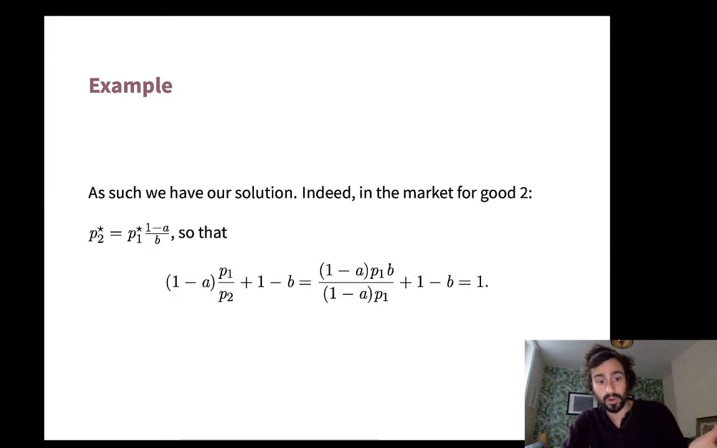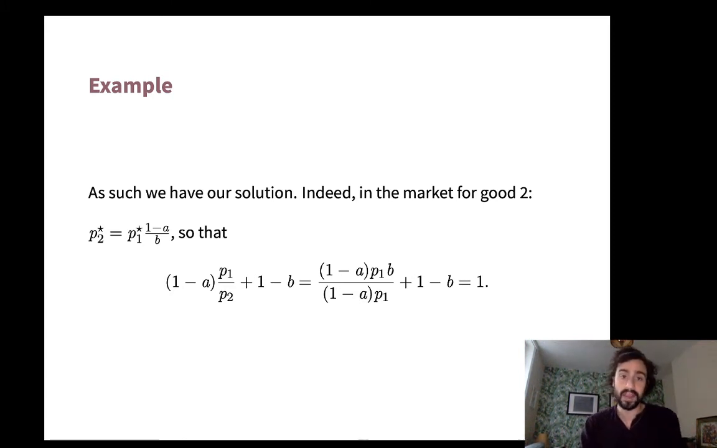We plug in what we know about P1 over P2, and we get that this is equal to (1 minus A) P1 times B over (1 minus A) over P1, plus the amount demanded by consumer B, which is 1 minus B. Well, that just reduces to B plus 1 minus B, which is equal to 1. So the market clears. Market clearing means that the demand is equal to the supply. So we have found an equilibrium.